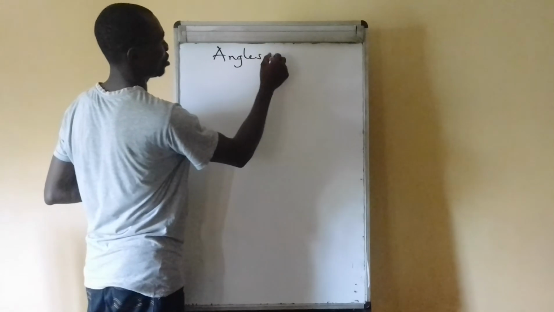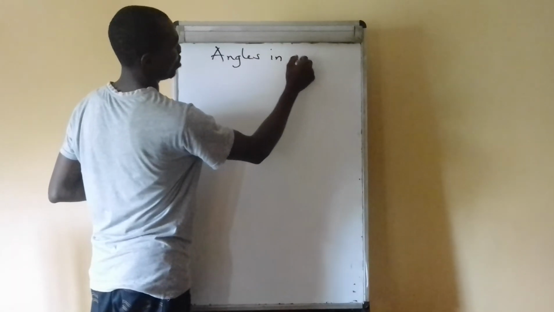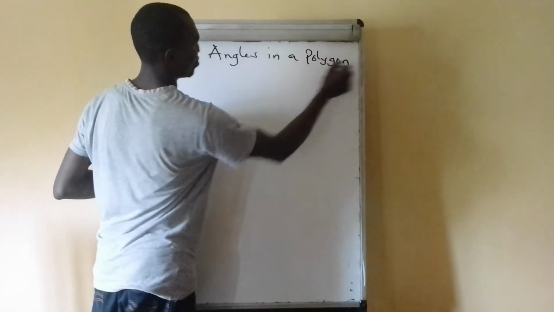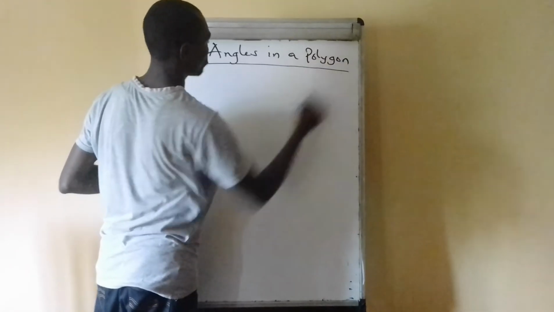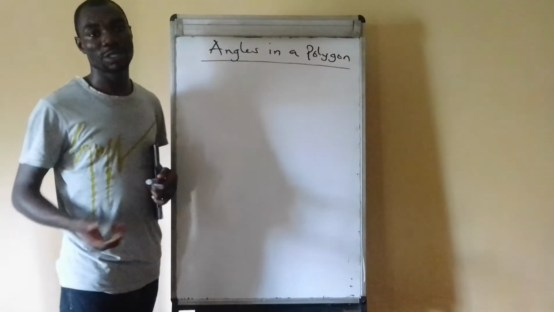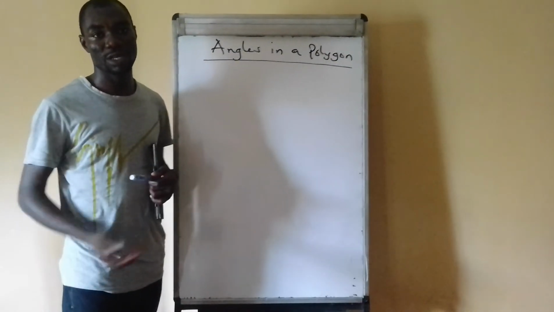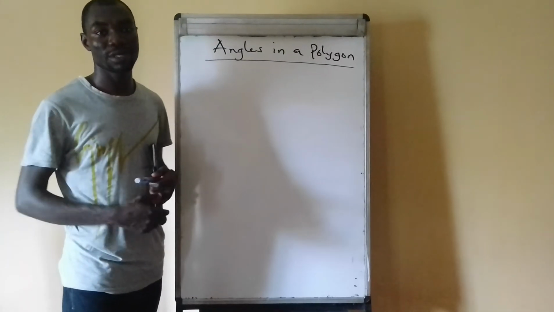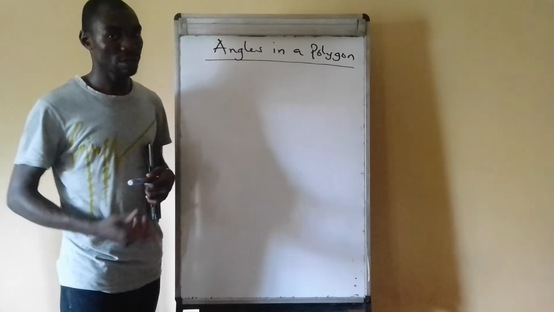Angles in a polygon. And don't forget that when we talk about angles, an angle is just a point or a joint where two straight lines meet. So each time two straight lines meet, it must form an angle.